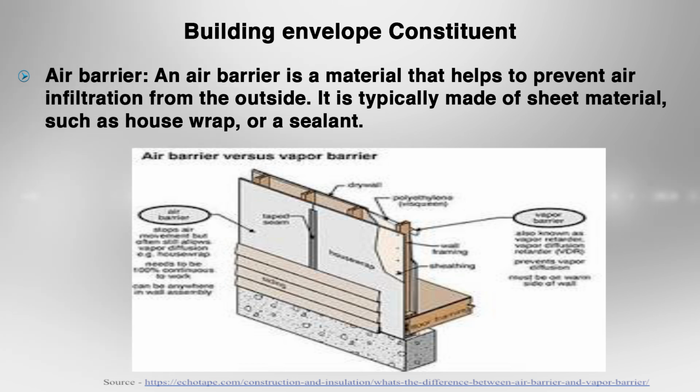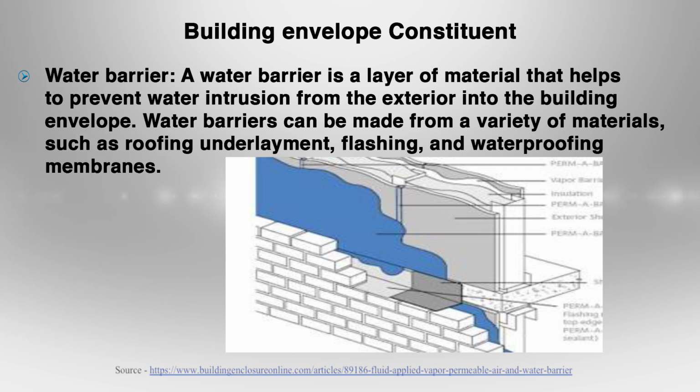Enhancing indoor air quality, water barrier blocks water from entering the building envelope, protecting structural components from moisture damage, manages moisture. Proper moisture management helps prevent issues like mold, mildew and rot which can compromise structural integrity and indoor air quality. Improve durability by preventing water infiltration.